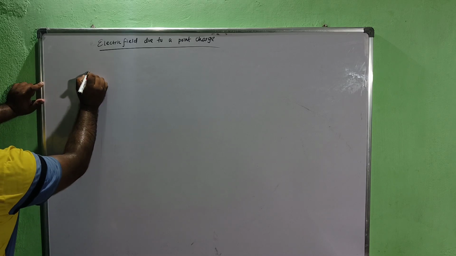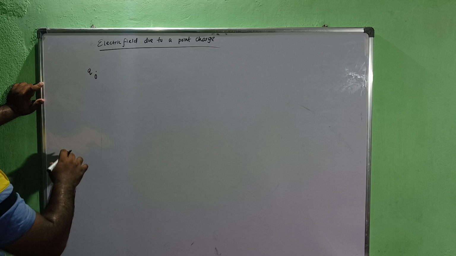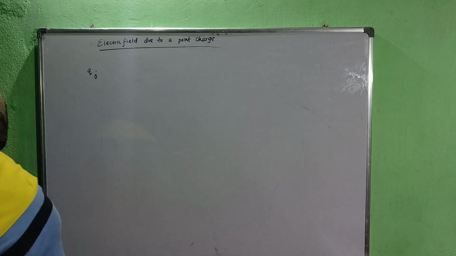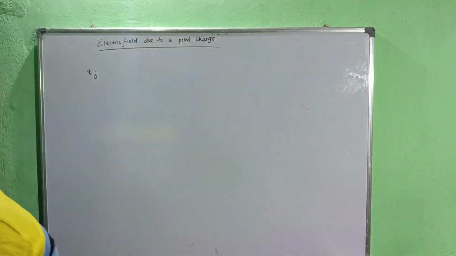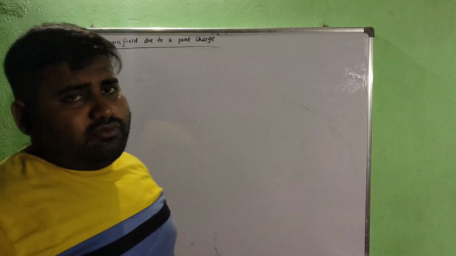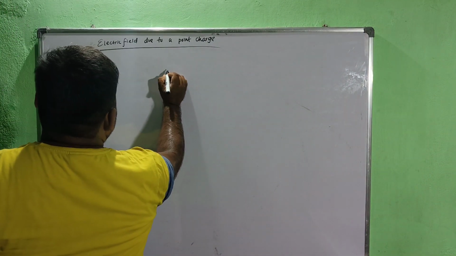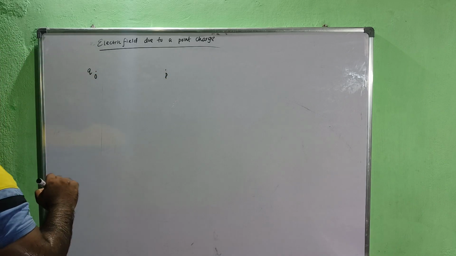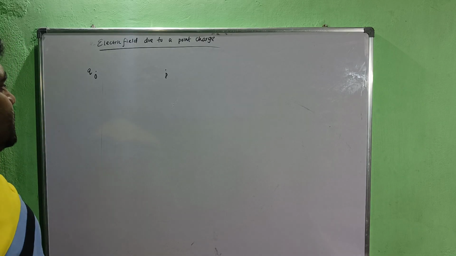Let a charge Q be placed at any point O. This is a point O. It is an object placed at that point, its charge is q, we can ignore the dimension, so it acts like a point charge. What is our motive here? We are here to find out the electric field of charge q at point P.